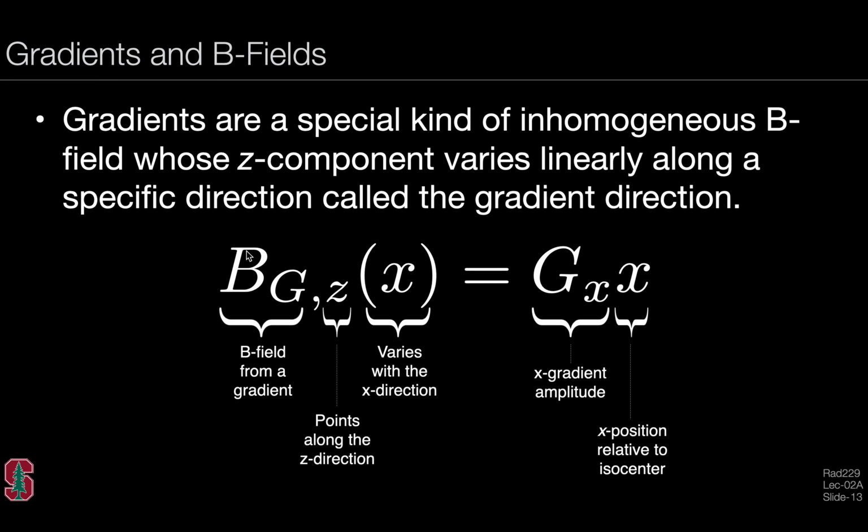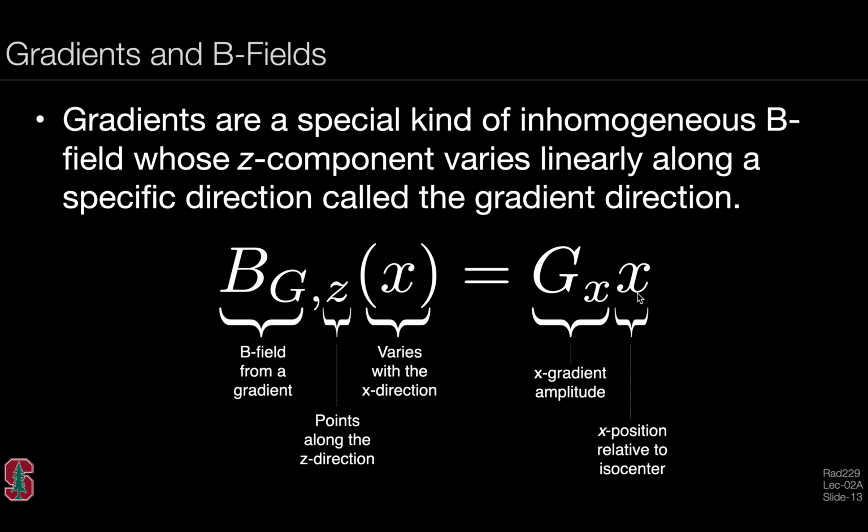So on the left-hand side here, what we're denoting is a B field from a gradient, just B sub G. And we specifically note that this is B sub G that points along the Z direction, because this is the only magnetic field generated by a gradient field. And here's where we define which direction is actually varying. So this is a variation in the B field along the X direction. And by definition, we relate this to the applied gradient field. So this is Gx, the X gradient amplitude, and a position. So this position is relative to isocenter, something we'll talk about shortly.